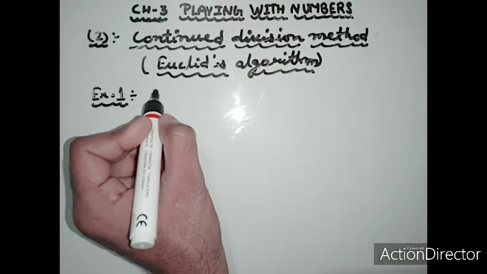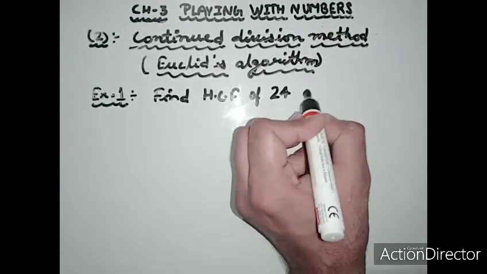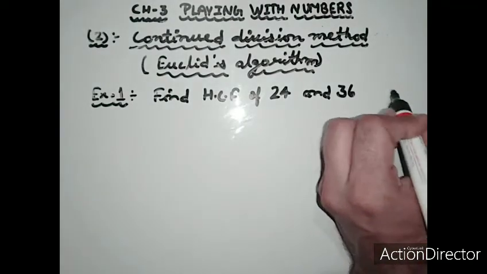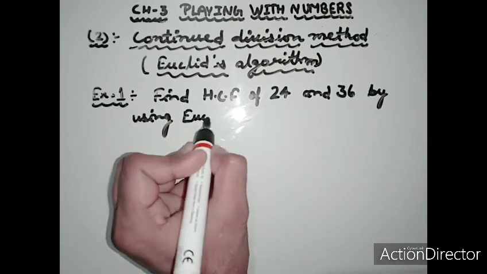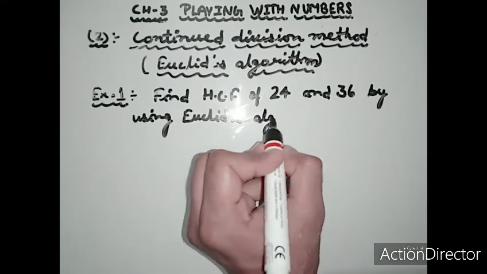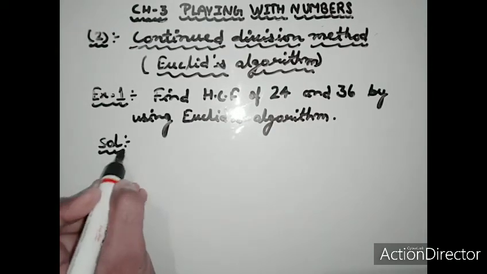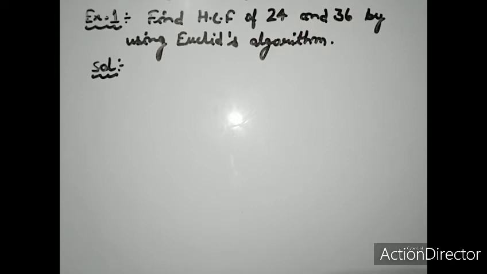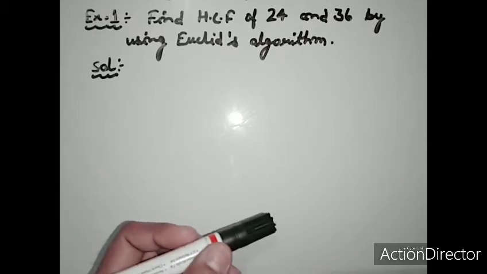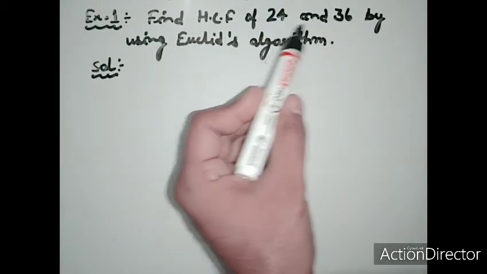Okay, so here find HCF of 24 and 36 by using Euclid algorithm. Okay, so according to Euclid algorithm, here first we find the greater number, and here we select the greater number as dividend and smaller number as divisor. Okay, so which one is the greater number here? 24 is smaller and 36 is greater here.